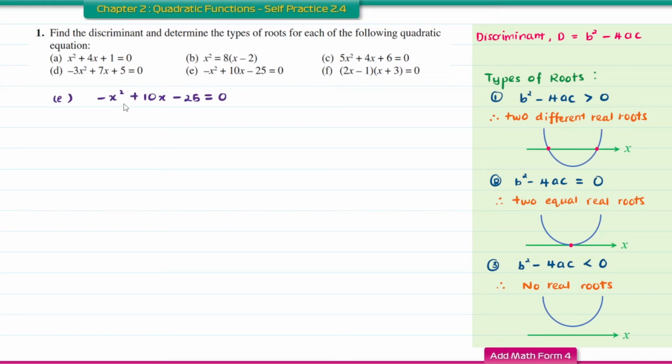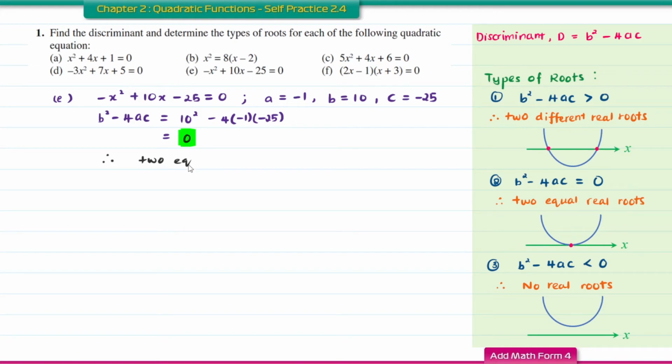Question E. Negative x squared plus 10x minus 25 equal to 0. So this is in general form. So a is equal to negative 1, b is equal to 10, and c is equal to negative 25. Now let us find the value of its discriminant. It will be 10 squared minus 4 times negative 1 times negative 25. Solve this, you're going to have the answer of 0. So when the discriminant is equal to 0, it means this quadratic equation will have two equal real roots.